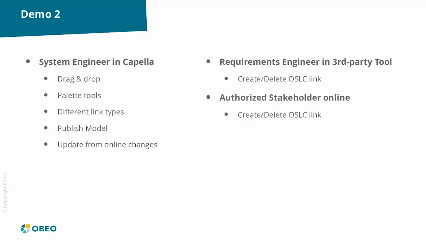And then the system engineer, of course, can publish the model so that the information becomes available online. And when he publishes, the traceability information is synchronized with all repositories. In the third-party tools, we've seen that the links can be visible.